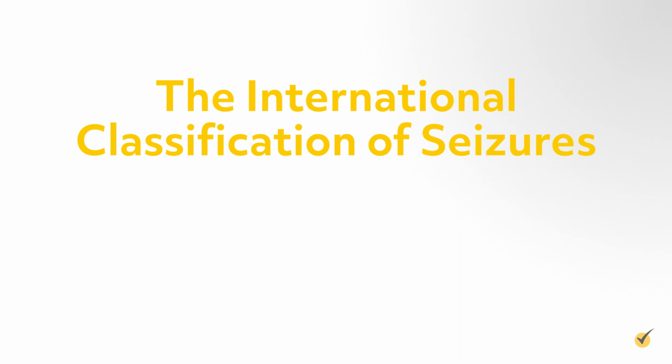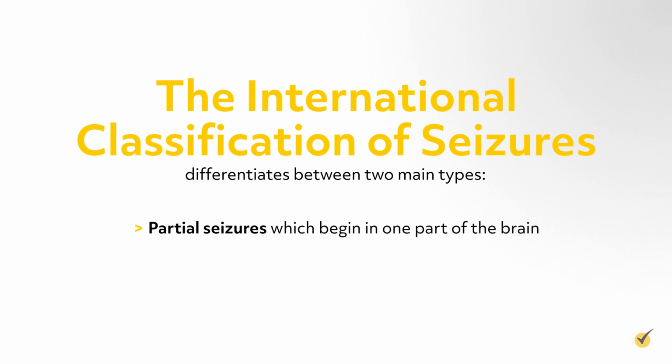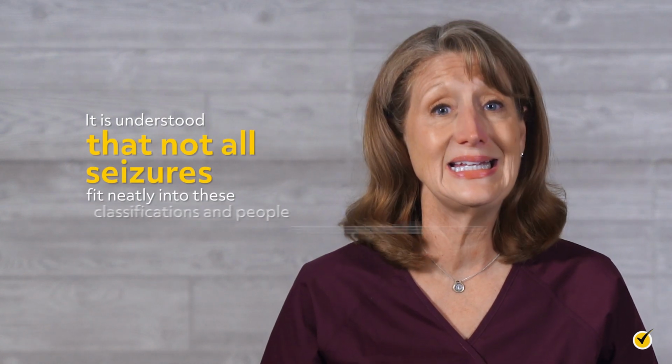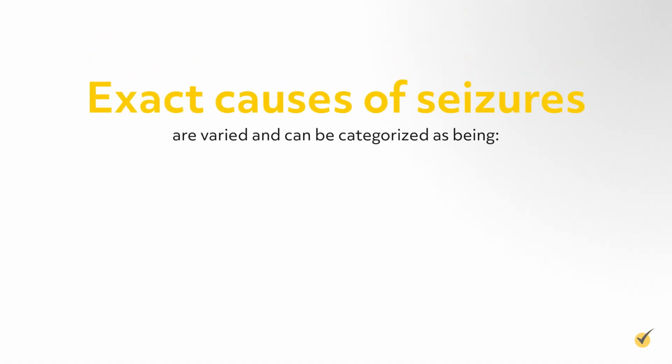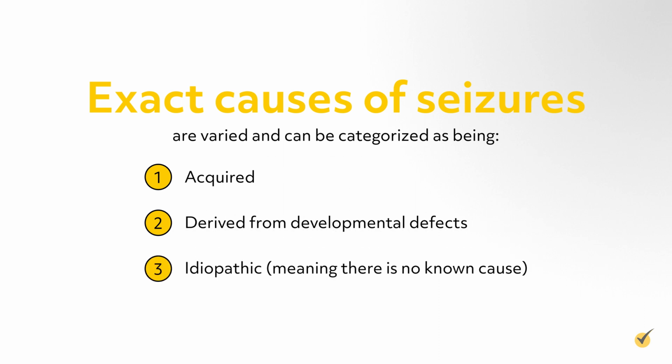The International Classification of Seizures differentiates between two main types: partial seizures, which begin in one part of the brain, and generalized seizures, which involve electrical discharges in the whole brain. However, it is understood that not all seizures fit neatly into these classifications, and people may have more than one type of seizure. Exact causes of seizures are varied and can be categorized as being acquired, derived from developmental defects, or idiopathic, meaning there's no known cause.